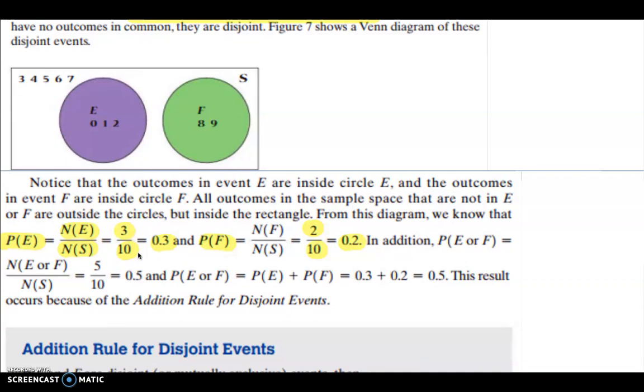Now, the probability of E or F, that just means it's in E or it's in F. Doesn't matter, it just has to meet one of the 2 criteria. So there are 3 in E and 2 in F, so that would be a total of 5 out of 10. So the probability that we're in E or F is 0.5. So the probability of E or F is simply the probability of E plus the probability of F. And this result occurs because of what we call the addition rule for disjoint events.